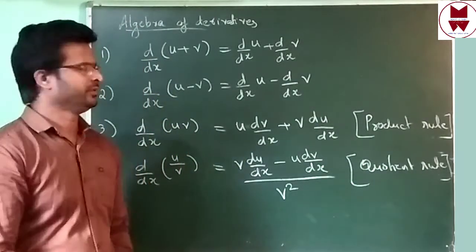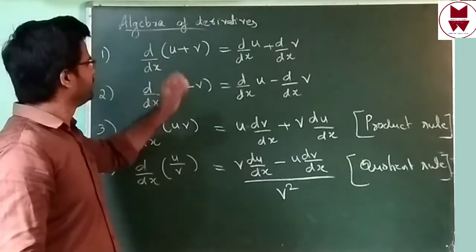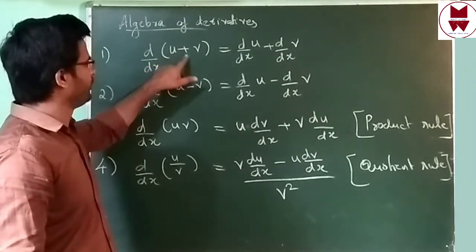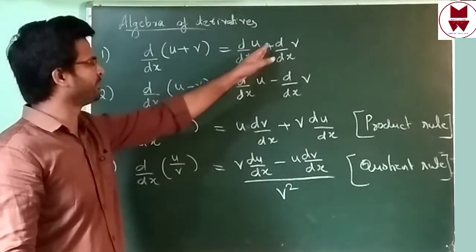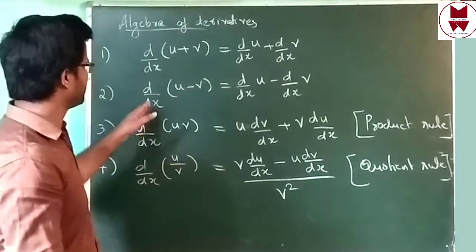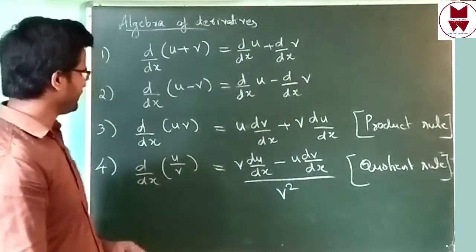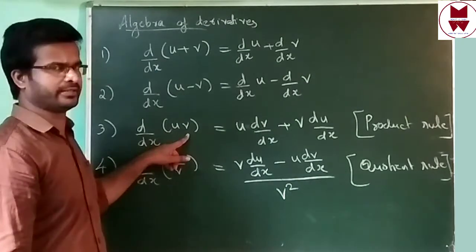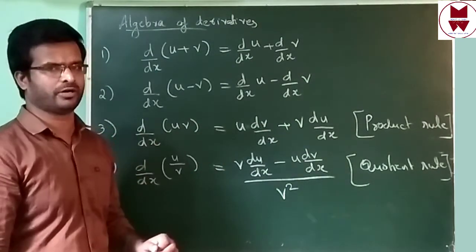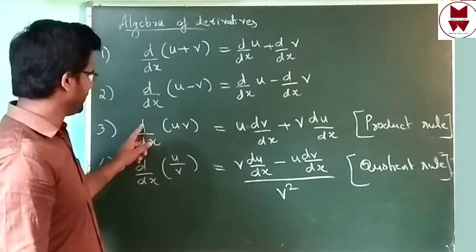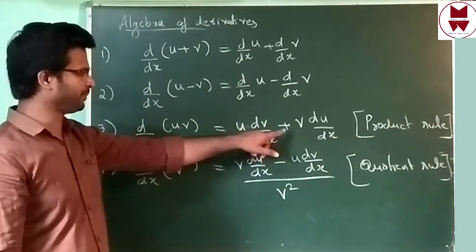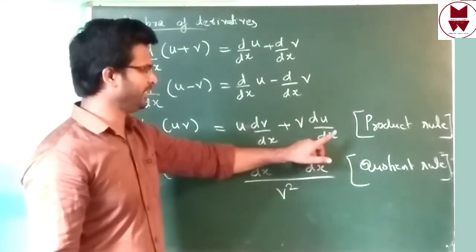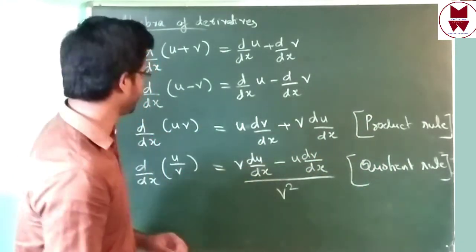When you take the derivative of u plus v, this gives separately du by dx plus dv by dx. In the case of subtraction it is also the same, but in the case of multiplication you have to use the product rule. That is d by dx of uv: first we write u dv by dx plus v du by dx. This is known as the product rule.